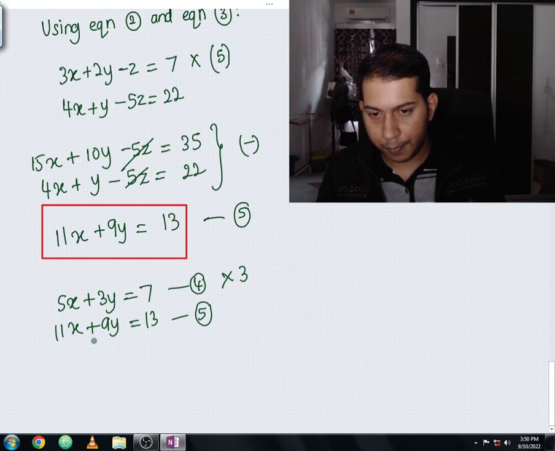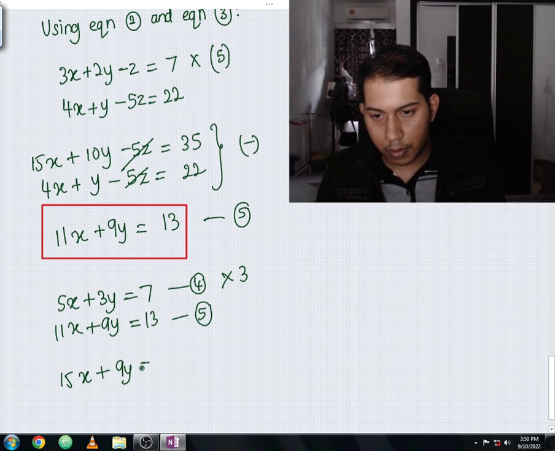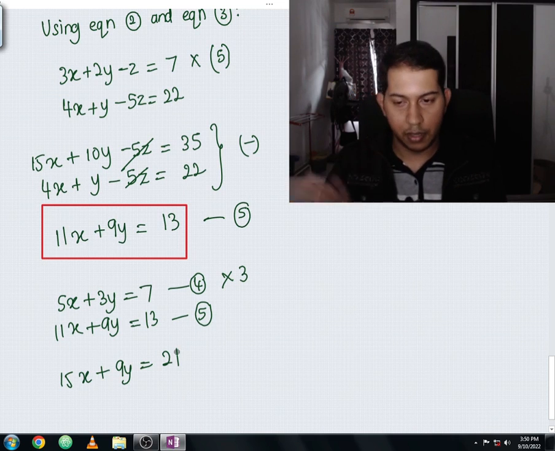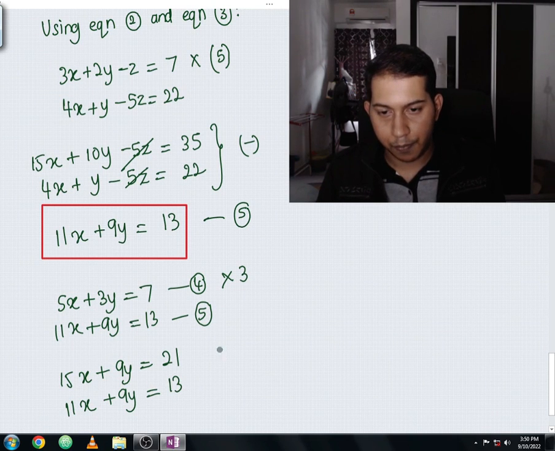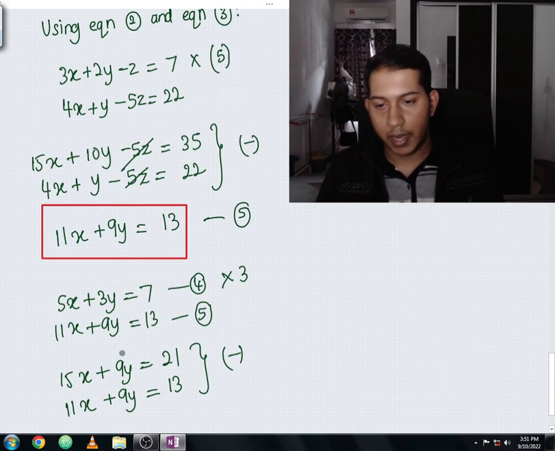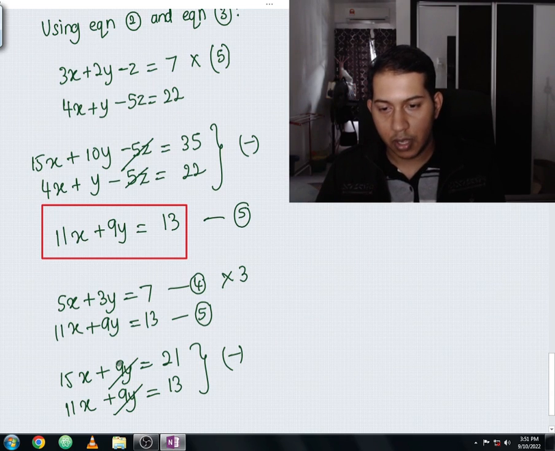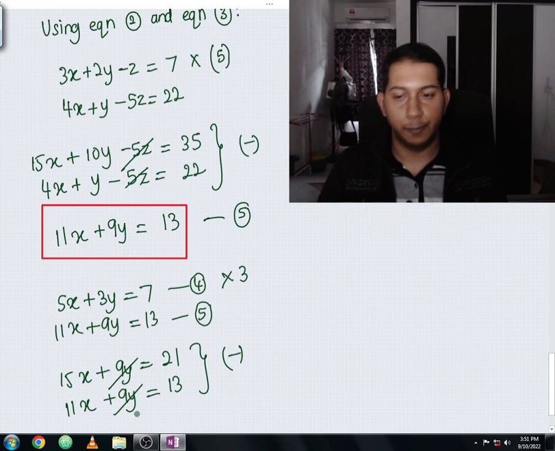So from here, let us proceed to the next step. 5 times 3 is 15x plus 3y times 3 is 9y. 7 times 3 is 21. And then this equation 5 remains the same, 11x plus 9y equals 13. Now these two equations you can minus them, eliminating the y variable. y is automatically cancelled off because 9y minus 9y is 0.